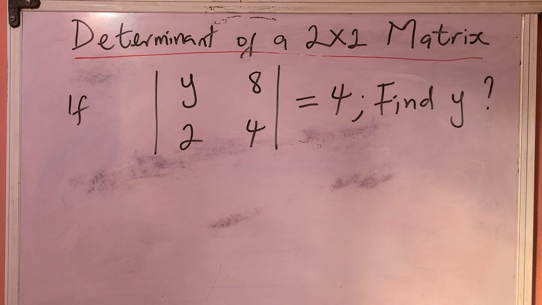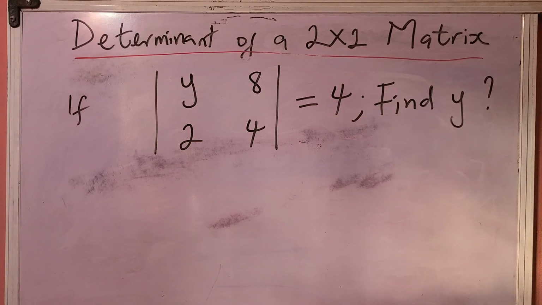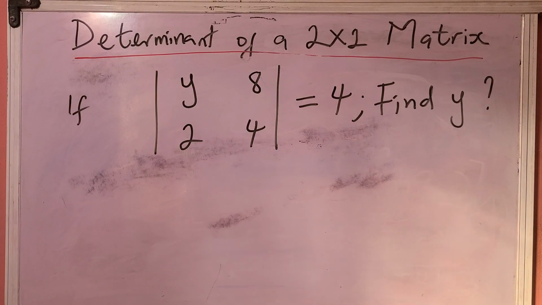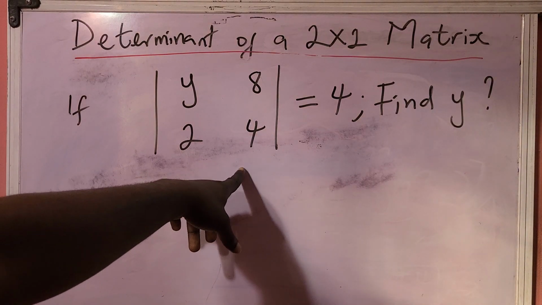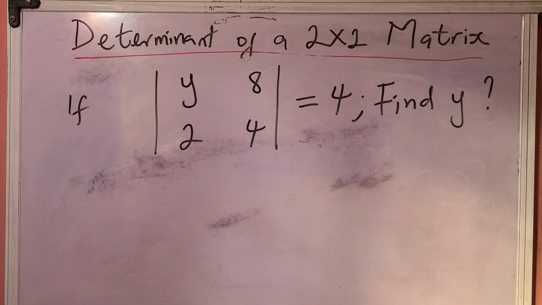Now, I told you already that when you have two line brackets in between a matrix, the meaning of that is the determinant of that matrix. Now let's look at how we want to resolve this. You were told that the determinant of this matrix right here is 4. You're then told to find the value for y.